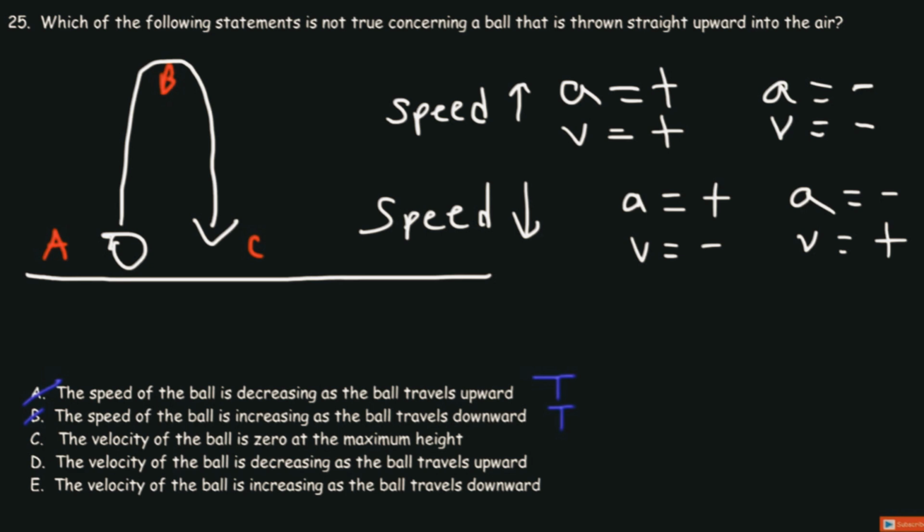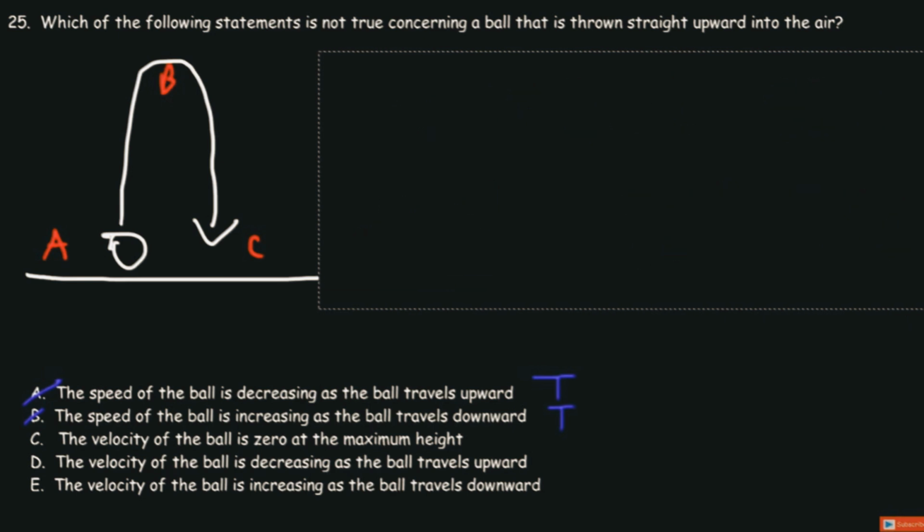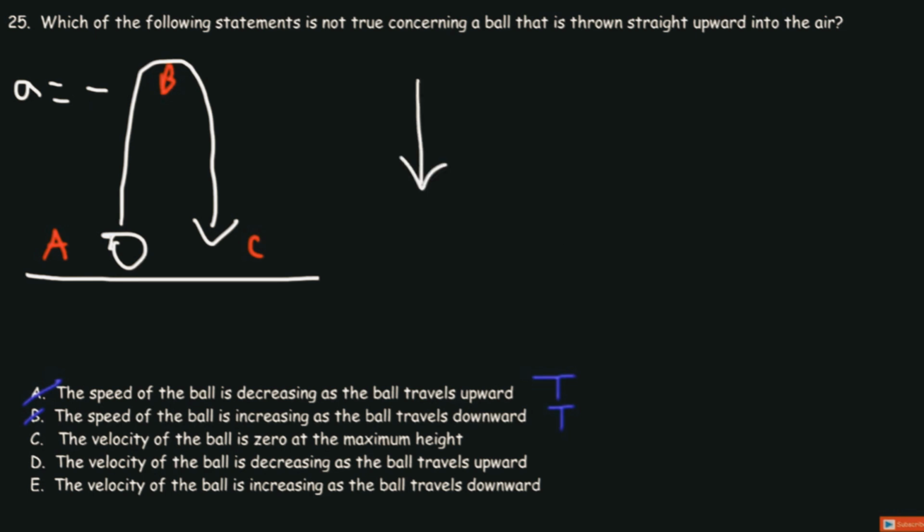So let's analyze the first part of the trip. From A to B, when the ball is going up, the acceleration is negative because gravitational acceleration is always down. The acceleration in the y direction is negative 9.8 meters per second squared. Gravity brings things down, so the acceleration will always be negative.